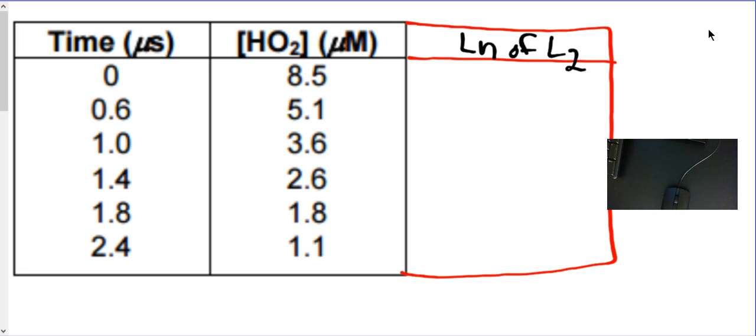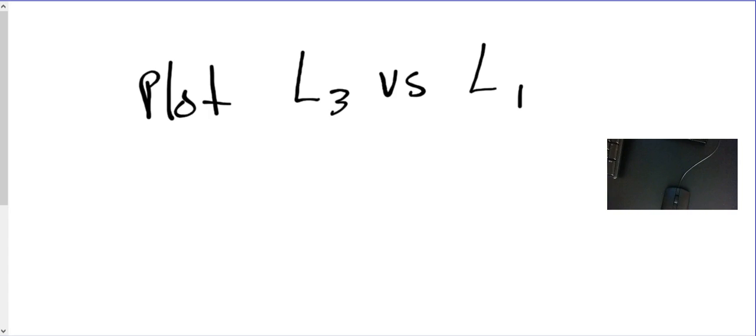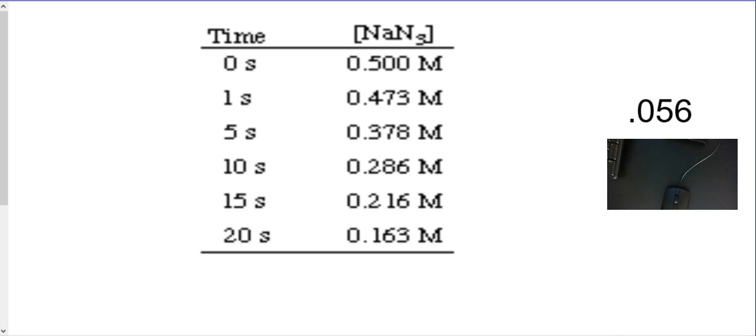All right, so here we go. This was the other data. Hopefully we're fine with these. Once again, you were all able to get 0.056 correct after some manipulation.